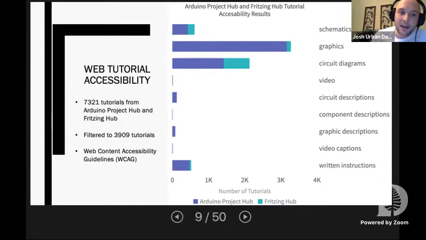And after filtering, which we filtered out tutorials that were incomplete or were fragmented or had corrupted data, we found that our collection after this filtering comprised 3,109 tutorials from Arduino Project Hub and 801 tutorials for a total of 3,909 tutorials from these online open source repositories. And then these tutorials were analyzed using the Web Content Accessibility Guidelines, WCAG, which is an online protocol and guideline system for ensuring web accessibility and is generally referred to as the standard by which accessibility is set for most web domains.